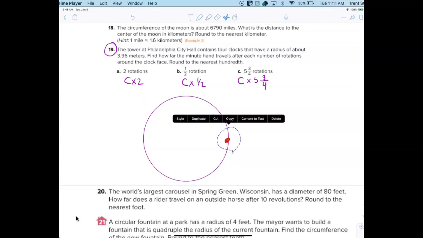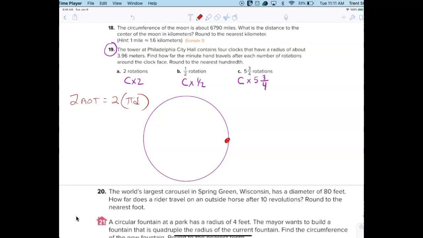So, you write a formula for this question, like would you do 2 rotations equals? Yes, that's what I would do. That's exactly right. 2 rotations equals 2 times pi d. That's what I would look at.